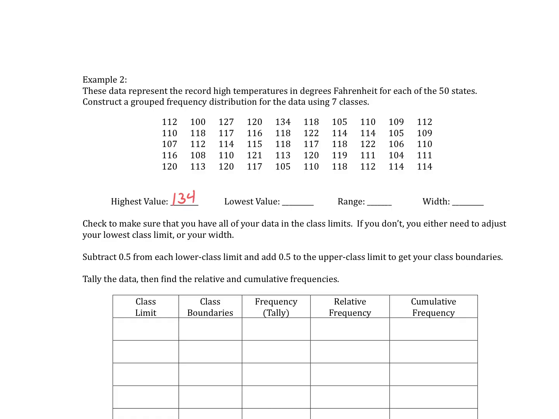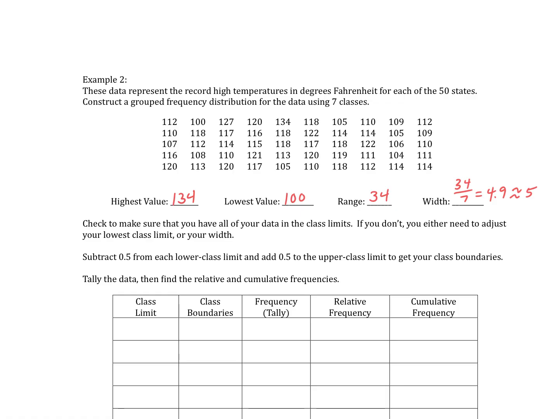What is the lowest value? 100. So my range, remember, range is high minus low. The range is 34. And if I have 7 classes, I take the range and divide by the number of classes. So I get about 4.9, so we're going to round up to 5. Is everyone okay with that? Okay.